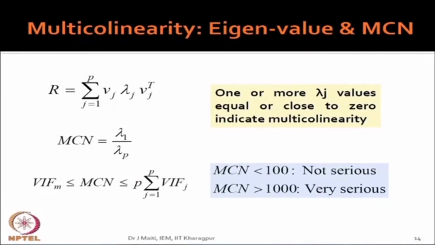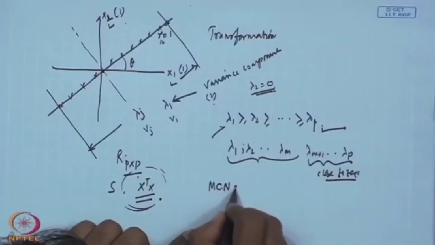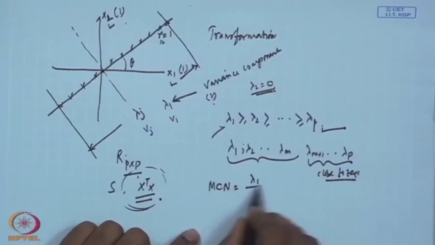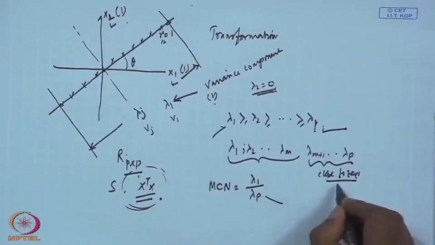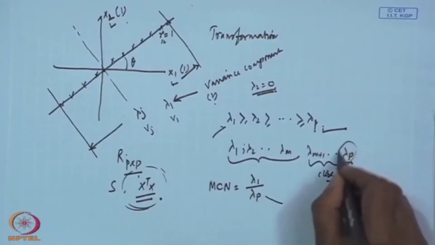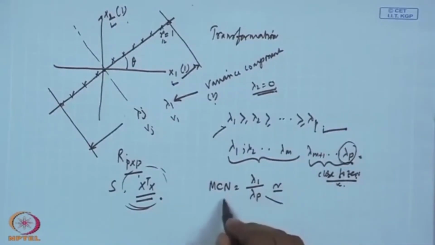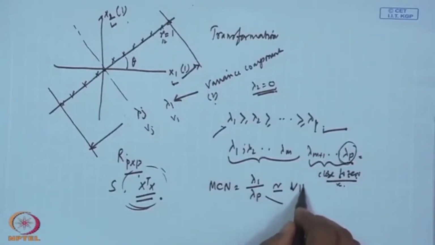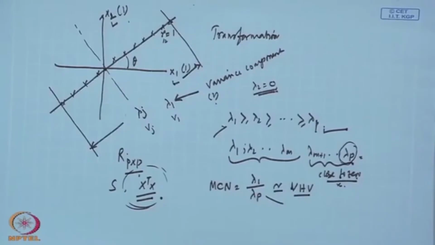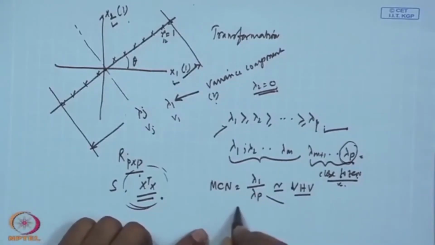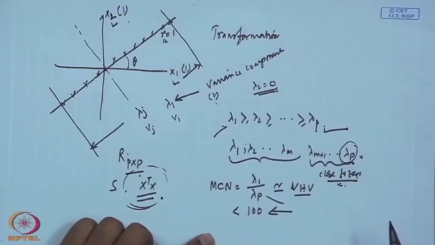Then there is the multicollinearity number, known as MCN, which is basically the largest eigenvalue divided by the smallest one. Now, if there are many values close to 0, then definitely this lambda p is very close to 0 and MCN will be a very high value. So, if MCN is less than 100, it is not a serious multicollinearity problem, but if it is greater than 1000, it is a serious issue.